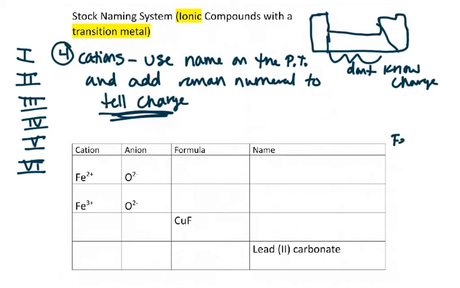All right, so first here we're going to write the formula. We have Fe 2+ and O 2-, so that's a 2+ and a 2-, which equals 0, which means I need one of each. So FeO, and then when I name it, I'm going to name it as iron.